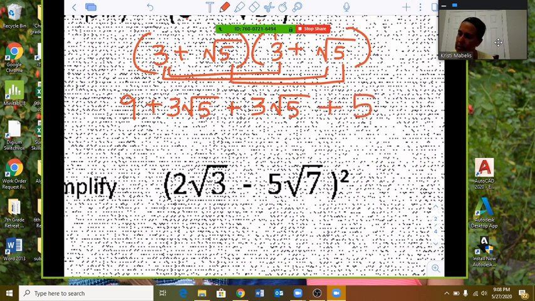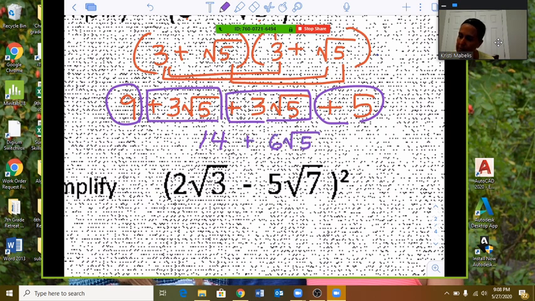All right, so let's clean this up. Here we go. We have 9 and 5, 14, which was our answer, we thought, the first time when I showed you the error. And then we're going to clean up 3 radical 5 plus 3 radical 5, which is 6 radical 5. That is a way different answer than I got earlier, and that's the right way to do it.